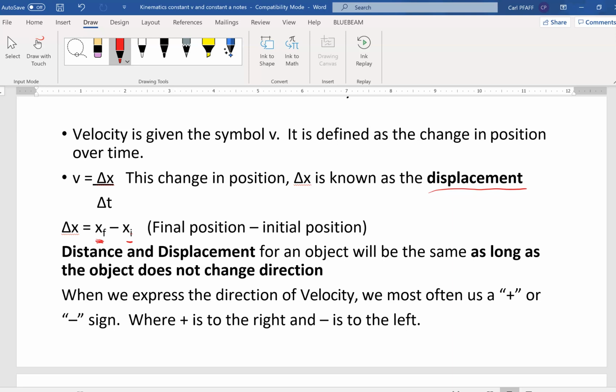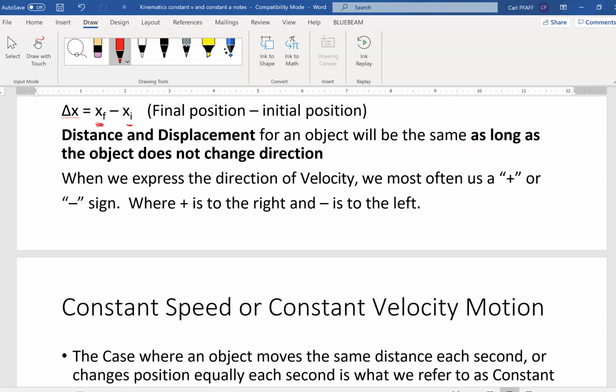A lot of times, speed and velocity will be the same thing. Unless an object changes direction, the distance covered and the displacement are going to be the same. So a lot of times speed and velocity are used interchangeably, but we're going to try and make sure we know the difference, and the difference comes down to displacement as opposed to distance. Whenever we express the direction of velocity, we're going to use a plus sign or a minus sign, where plus would be to the right and minus would be to the left.